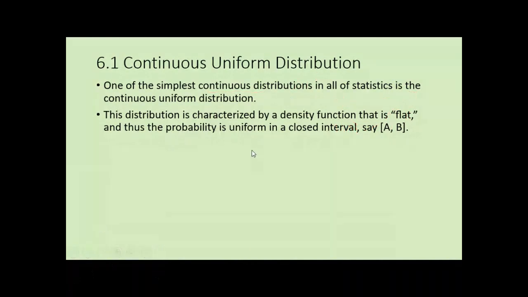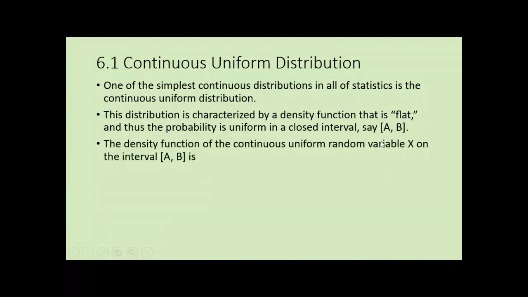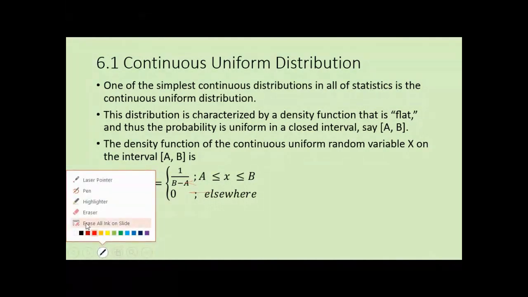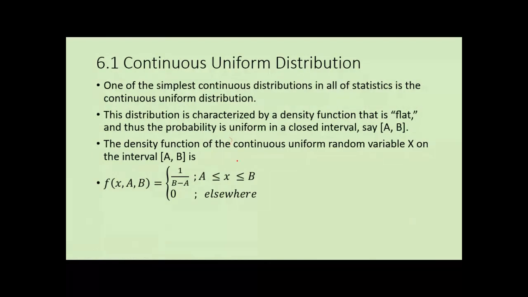The distribution is characterized by a density function that is flat, and thus the probability is uniform in a closed interval AB. The density function of the continuous uniform random variable x in the interval AB is given as 1 over B minus A, and this is defined by the lower and upper limits of the interval. If x is a random variable that falls in an interval A, B, you can take it a closed interval or open interval, it doesn't matter. So 1 over B minus A.